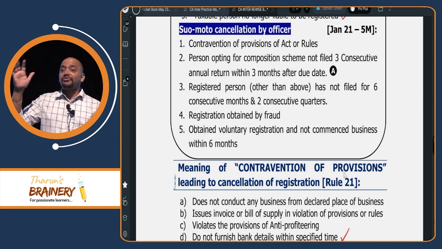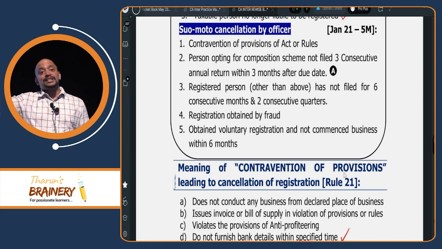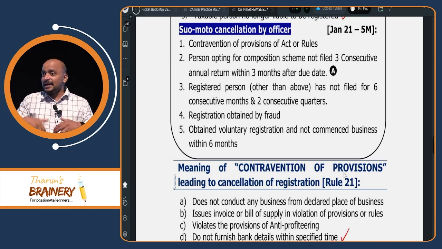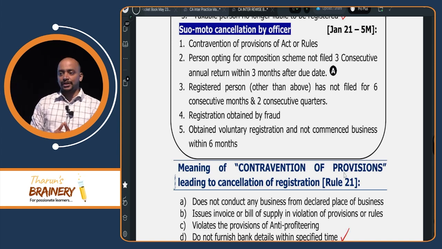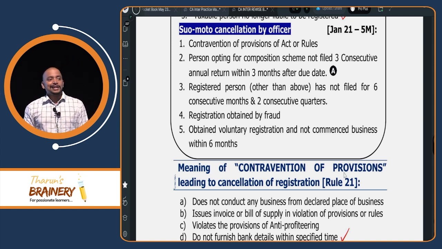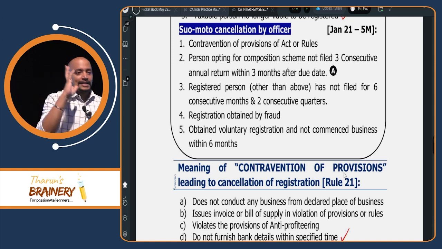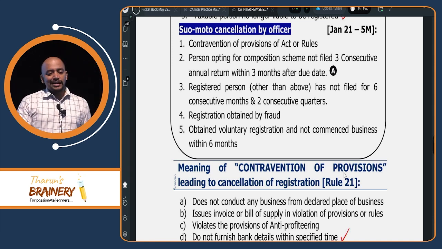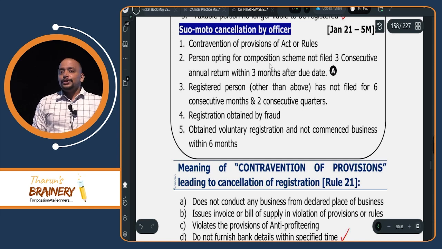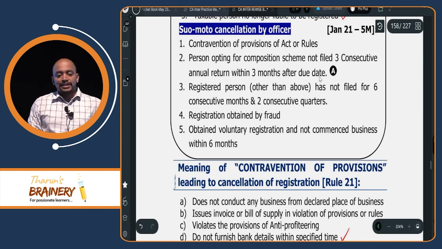Then next 5 cases, the proper officer will initiate cancellation. The registered person will not make application for cancellation, but the proper officer will initiate it. Those 5 cases include 2 cases related to returns. First, you are under composition scheme. You need to file an annual return. That annual return needs to be filed within 3 months after due date. If it is not filed, the person opting for composition scheme has not filed annual return.